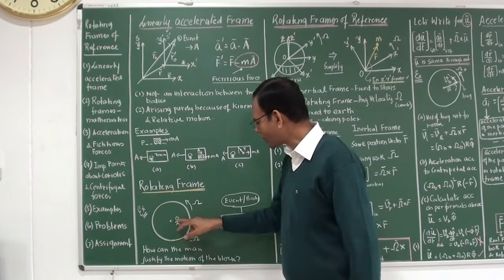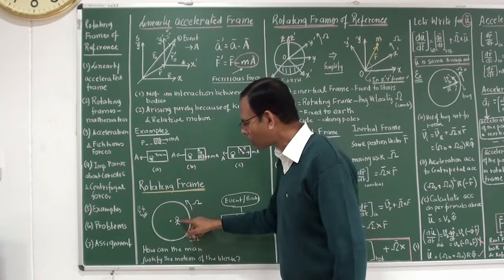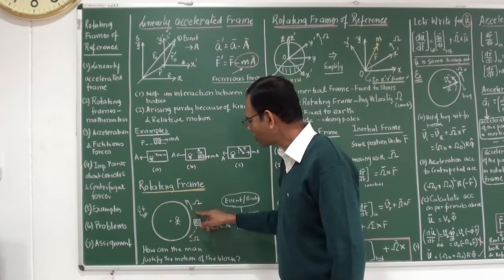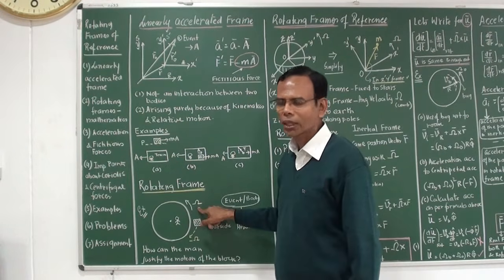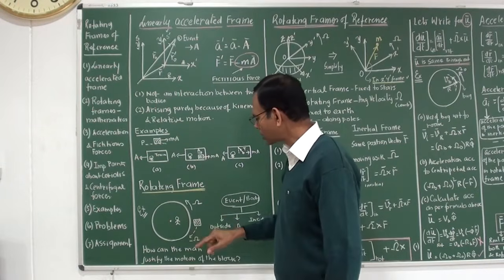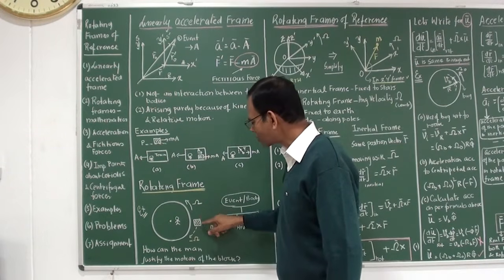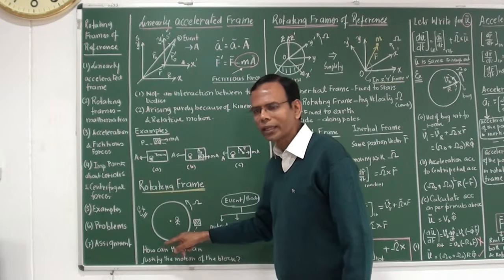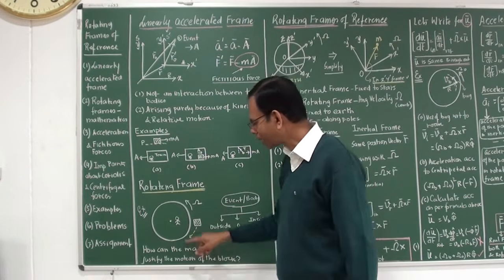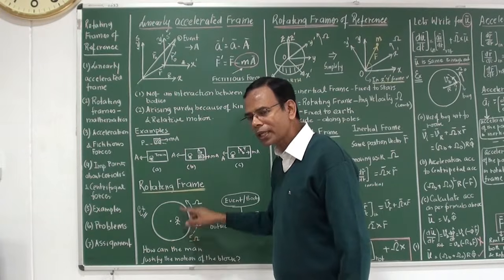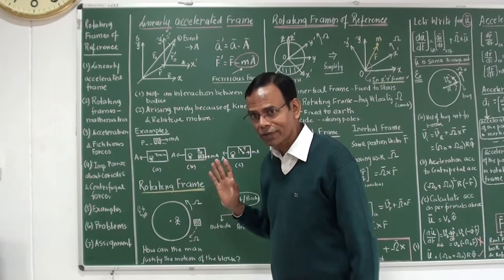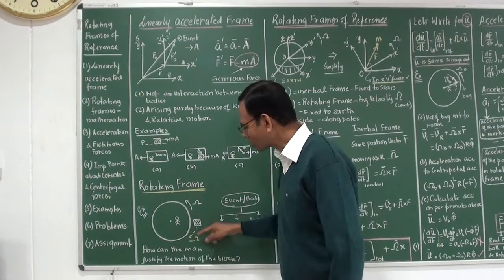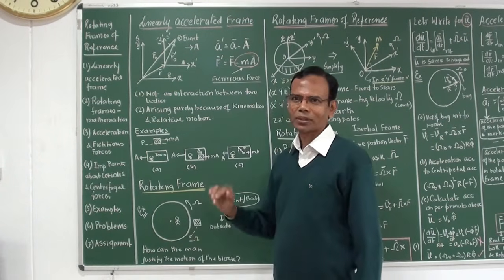Now if the object is outside, this observer is rotating. This is a rotating frame with angular velocity omega. This person will see that this block is rotating in the minus omega direction, because he will see himself as at rest, but he will see this particular block rotating in the opposite direction.